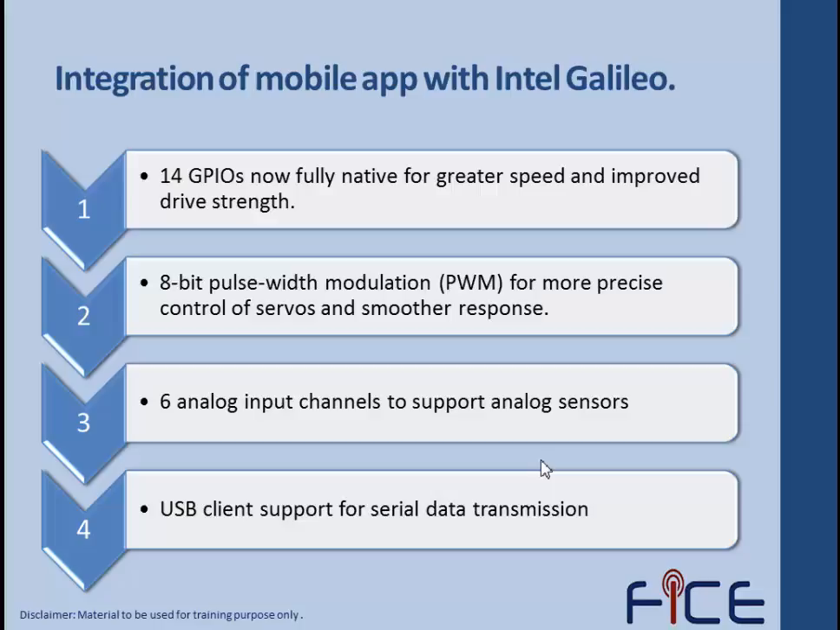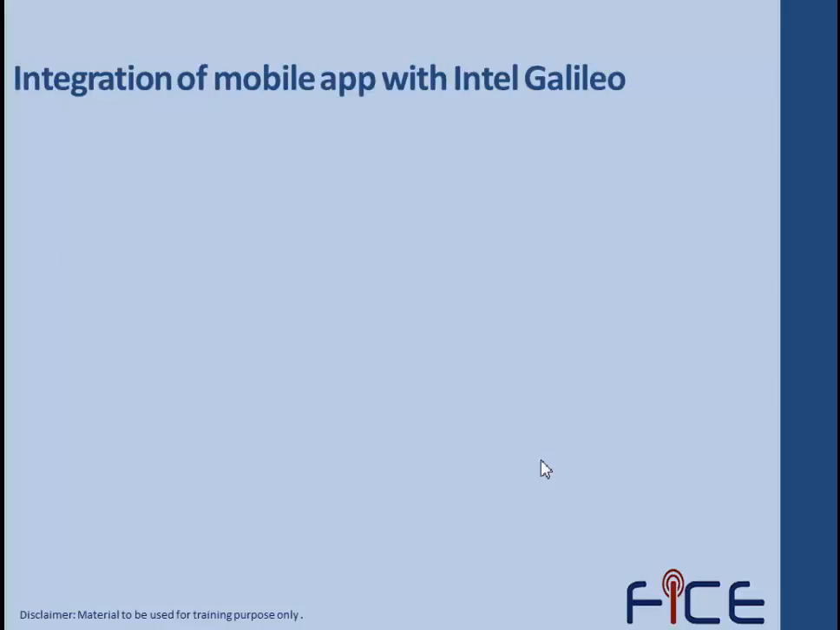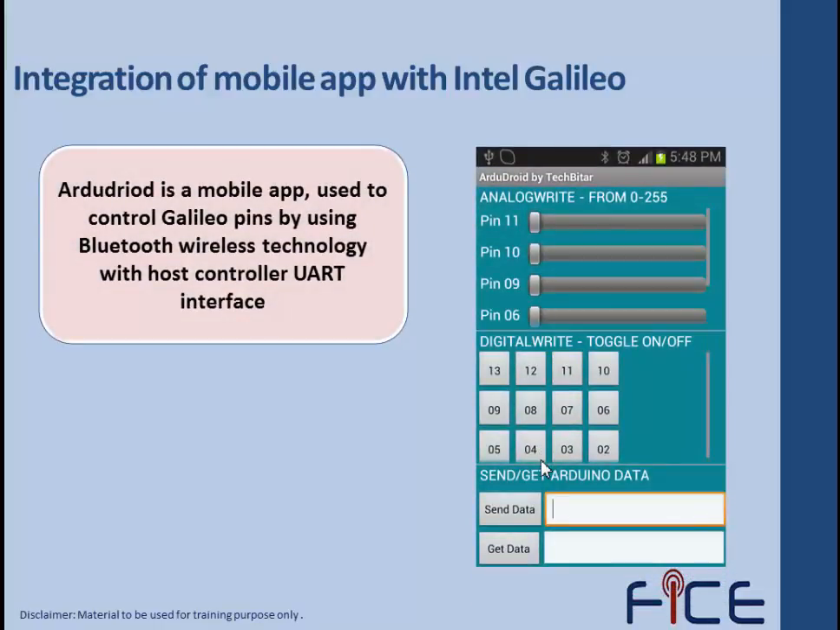Now I will take one mobile app example of how I can interface it with an Intel Galileo, and we will see how I can control all these features of Intel Galileo by using that particular mobile app. The mobile app we are using is Droid. Droid is a mobile app which is used to control Galileo pins by using Bluetooth wireless technology with the host controller UART interface.